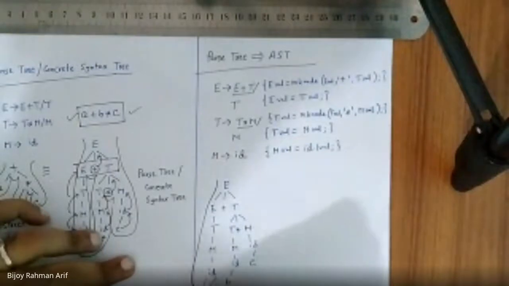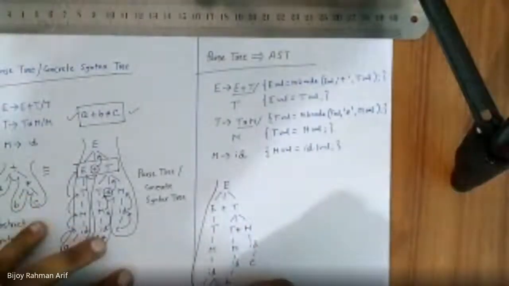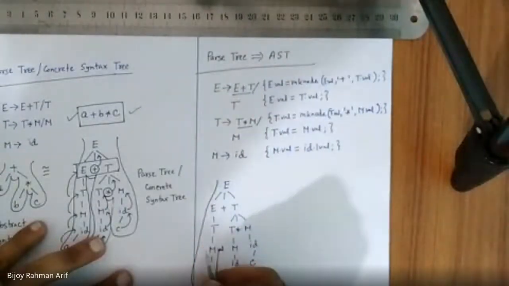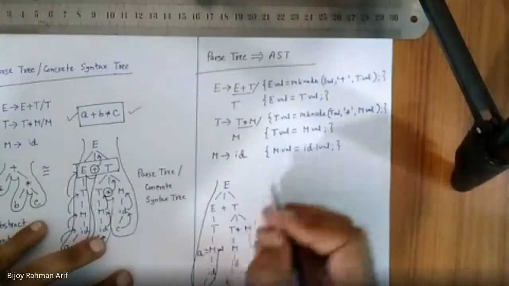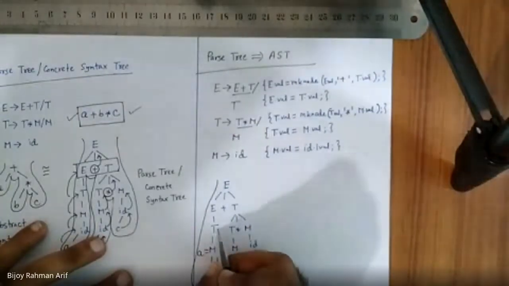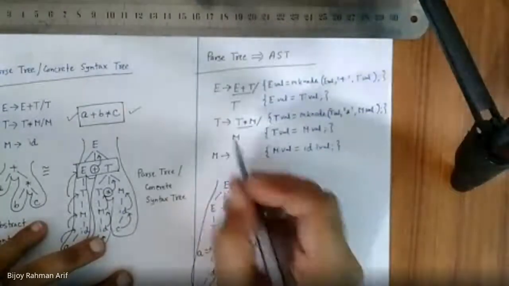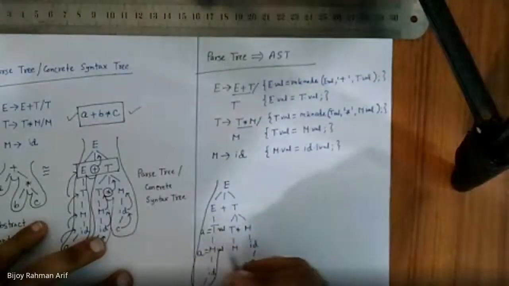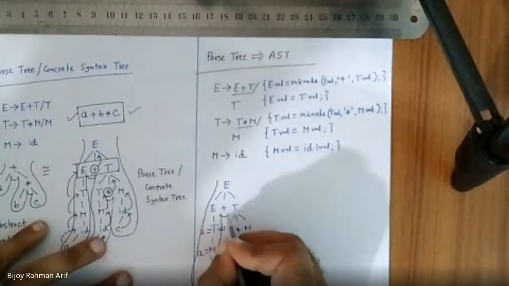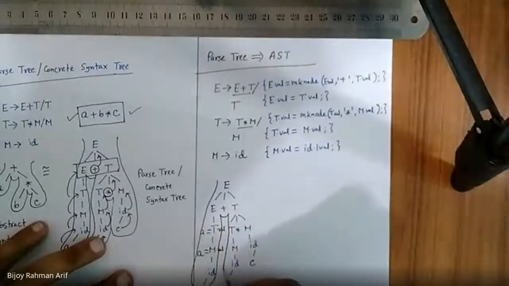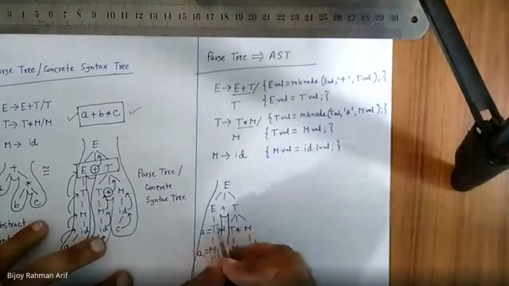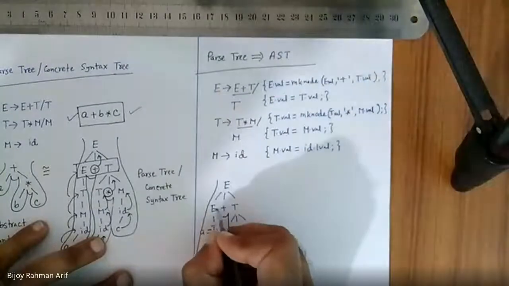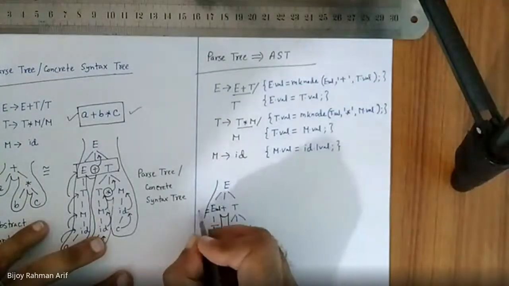So first, this ID is nothing but A. Now I get a reduction. M dot val is equal to ID dot lexical value, so M dot val would become A. Then M is reduced to T. So T dot val equals A. Continue. This is not a reduction because I did not get the right side. Go back over here. So this is a reduction: T reduced to E. So E dot val becomes A.